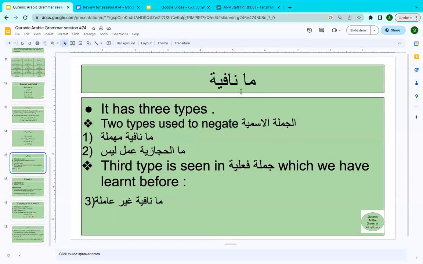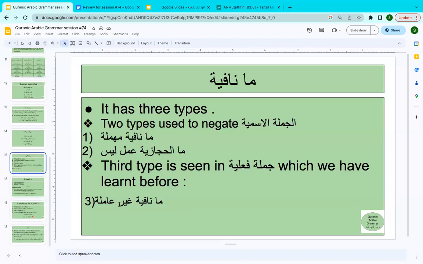Okay, now everyone see my slides. Ma nafia. You have learned one type of ma nafia, which was ma nafia ghair amila. Remember, in jumla failia, mudare and madin, both forms will have ma nafia as a particle of negation. We just reviewed our negation of jumla failia recently. Remember the whole table where I showed you ma coming before your mudare as well as before your madin. Did it bring any change to the i'rab of your sentence? No. Since it did not bring any change to the i'rab of the sentence, it is called ma nafiya ghair amila.